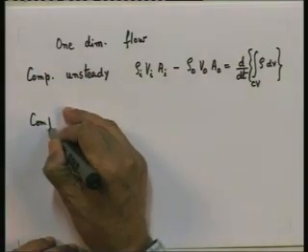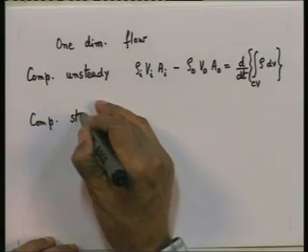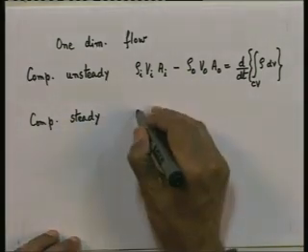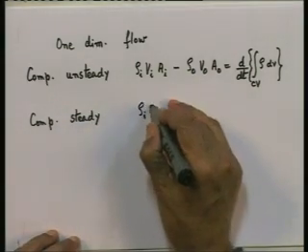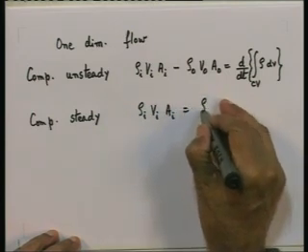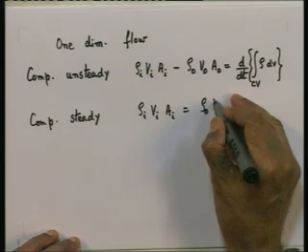If it is compressible and steady, you can see straight away that with the one dimensional idealization, we will simply get rho I V I A I is equal to rho O V O A O.